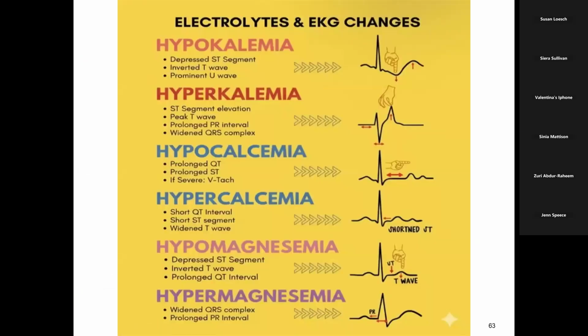This is just for your information, okay? They're not going to test you on this. But I want you to see what happens when we have abnormal electrolytes. Okay? This is a good one for the hypokalemia. I forgot I even had this on here. But you see how now you have that prominent U wave in the top?